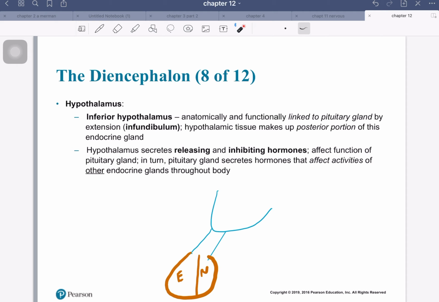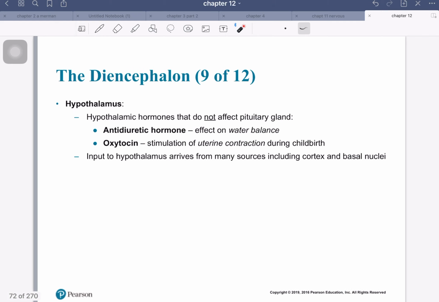Now, given that, you would realize that since the hypothalamus has so much control over the pituitary, one of the major endocrine glands in the body, the hypothalamus would receive input from a number of regions of the body, and it does. So, the hypothalamus secretes releasing and inhibiting hormones, and they affect the pituitary. And the pituitary gland secretes hormones that affect activities of other endocrine glands throughout the body. And we'll see that certainly the pituitary is one of the big endocrine control centers in the body.